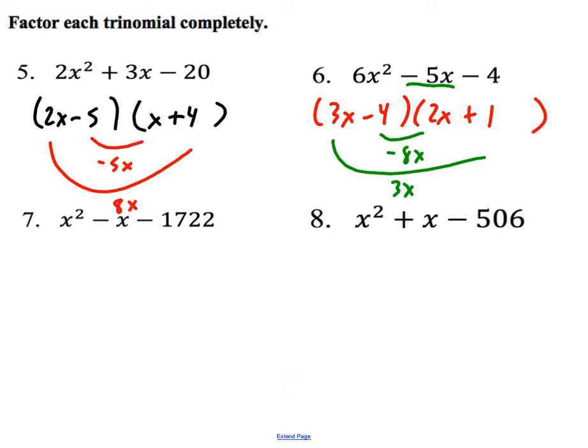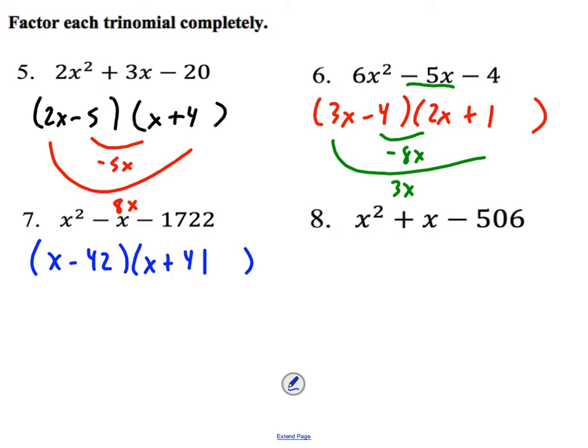All right, the next one here does not have a first coefficient; your a value there is equal to 1, so you can think, what times what gives you x squared? That's x and x. And what multiplies to give you negative 1,722 and adds to give you a negative 1? It's a negative 42 and a positive 41. Those two numbers have to be one apart from one another because you have to add to give you a negative 1 there in the middle.